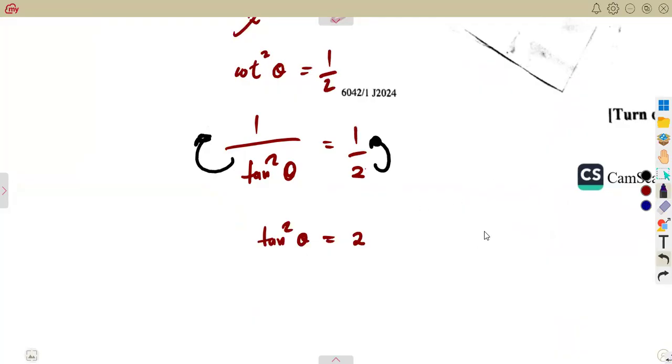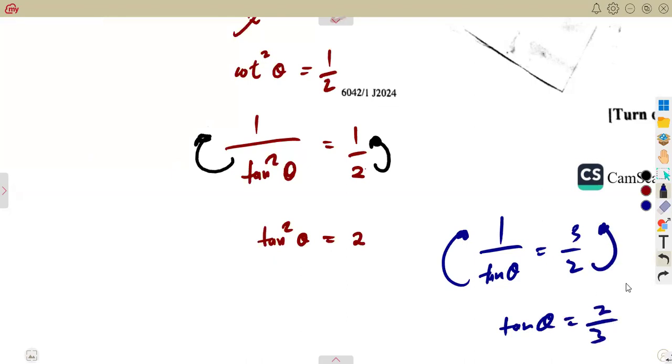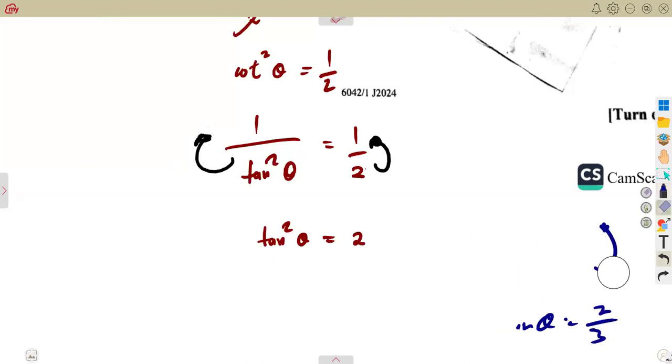In future, if you are given something like, let's say, 1 over tan of theta is equal to 3 over 2, and you want tan, just interchange. The tan of theta is equal to, you interchange also this side, so it's 2 over 3, just like that. All right. Anyways, there is a tan squared, not a tan.